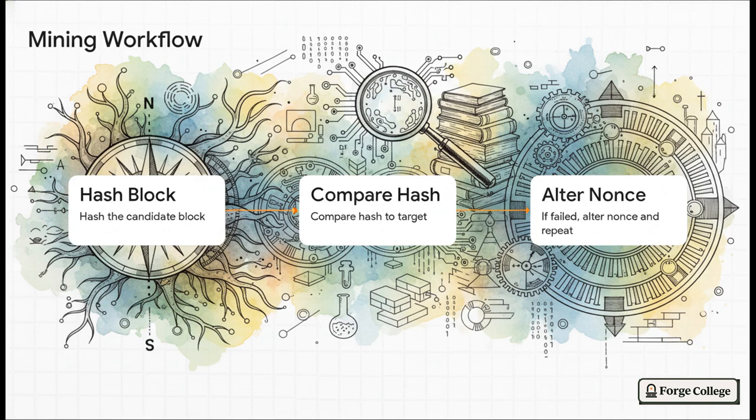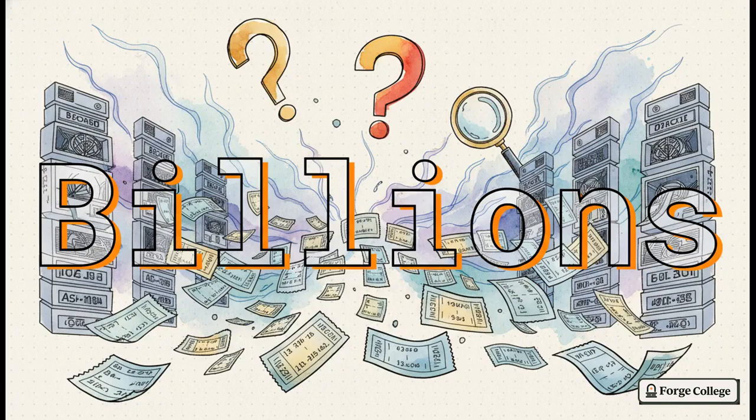Step 3, if it failed, and spoiler alert, it almost always does, alter the nonce and repeat. They do this over and over and over again, just hoping their ticket matches the target odds. And they aren't just doing this a few dozen times. The scale of effort here is wonderfully absurd. We're talking billions upon billions of lottery tickets being purchased every single second. Miners are spending real-world energy, massive amounts of electricity, just to guess a random number that satisfies the network's difficulty target.